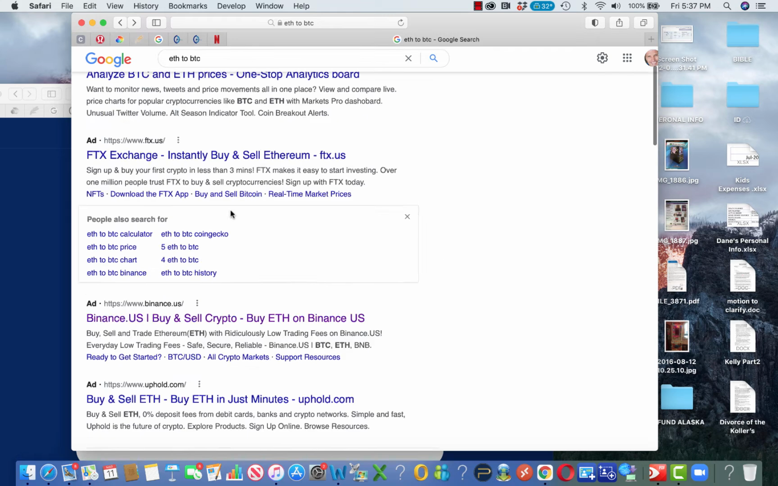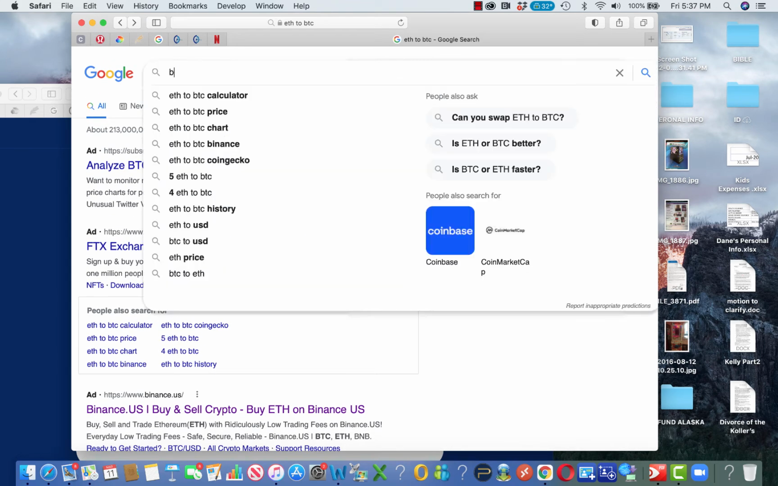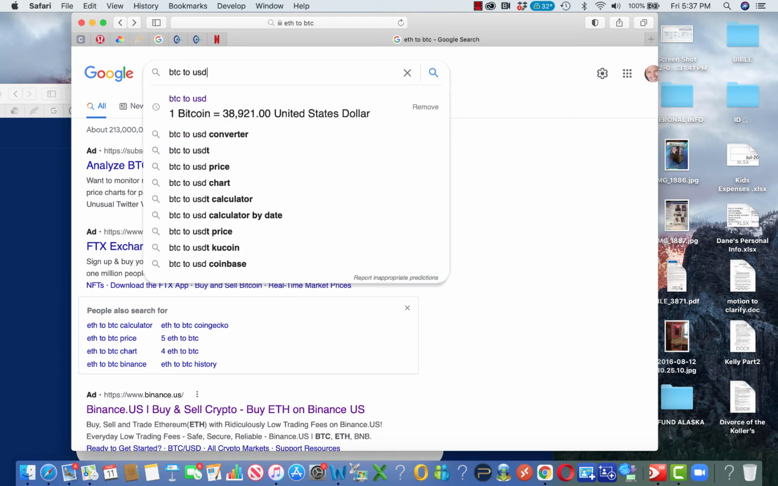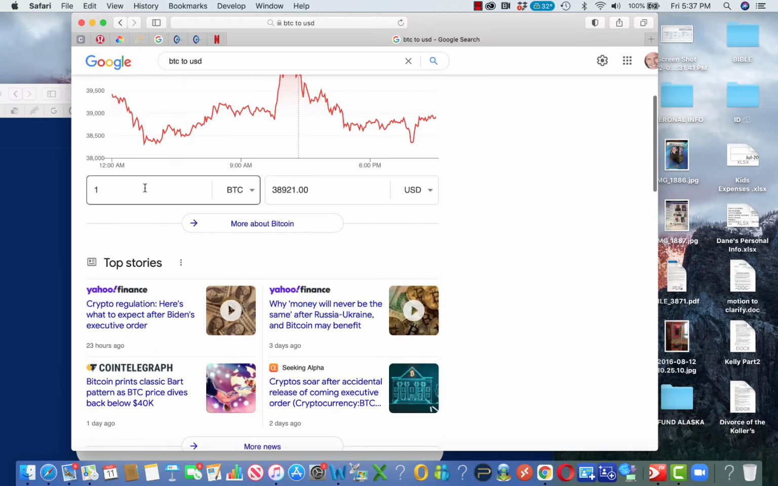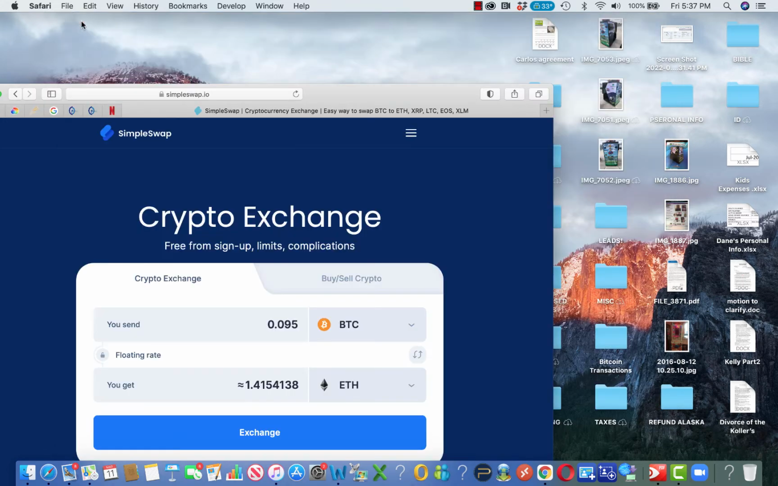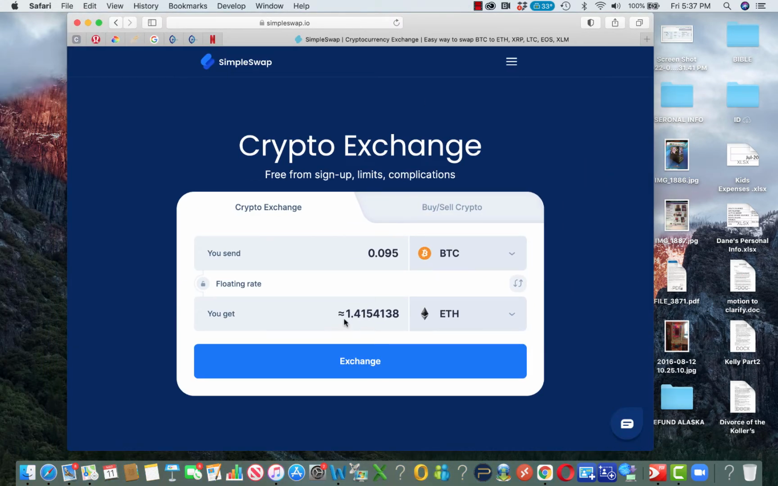the conversion rates. So you go BTC to USD if you need to, and you'll see there's a little calculator that pops up how much Bitcoin. Let's say you had $1,000 to spend in Bitcoin. It is 0.026. So once you figure out the exact amount that you need, in this particular instance, I need 1.4 of Ethereum. So this is pretty close to 1.4.